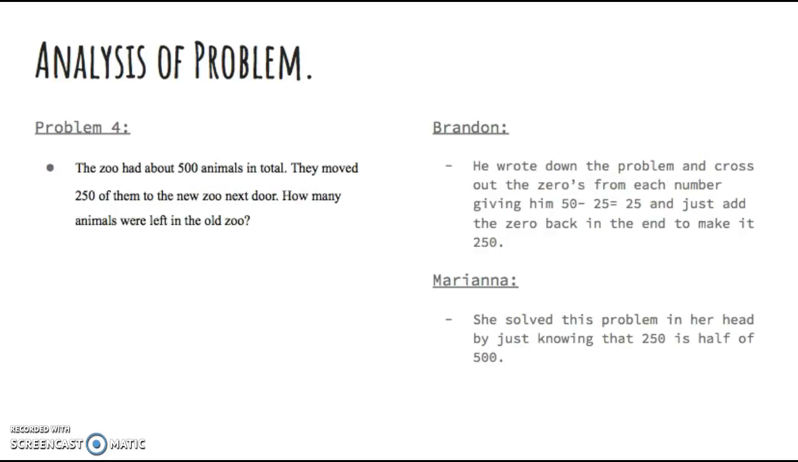For the fourth word problem, my nephew subtracted way different than what I remember ever subtracting. He had 500 and took 250 from it, but he canceled out the zeros from each one, so he ended up with the 50 and the 25, and then subtracted 25 from 50, which gave him 25, but then added back the 0, which would equal the answer of 250.